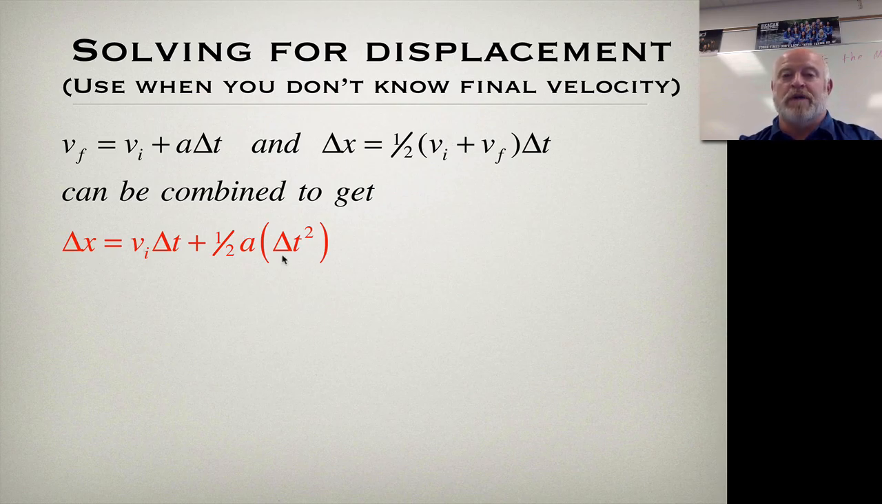Now, it looks way more complex because it is. Let's work through it though. We're going to say our displacement is equal to the initial velocity times the change in time plus half of our acceleration times our time squared.